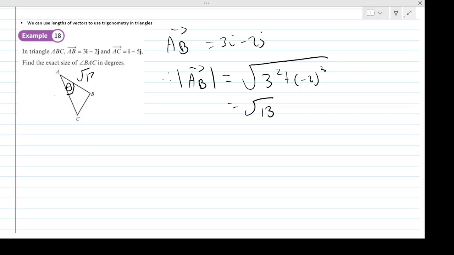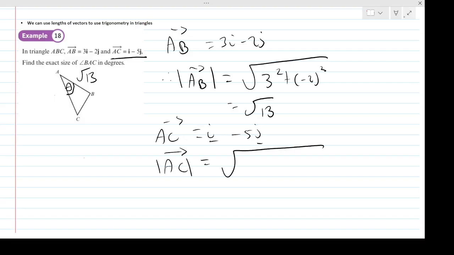That's root 13. I can then do the same for A to C. The magnitude of AC is going to be the root, well, i is just 1i, effectively. So it's going to be 1 squared add minus 5 squared, which would be root 26.